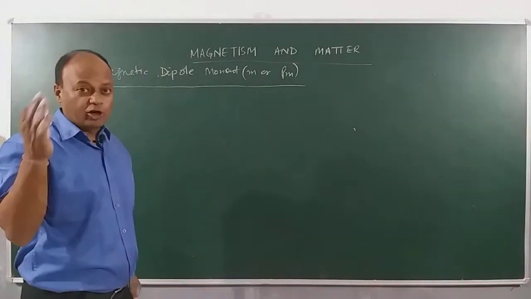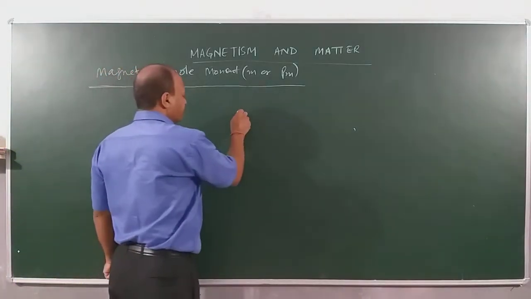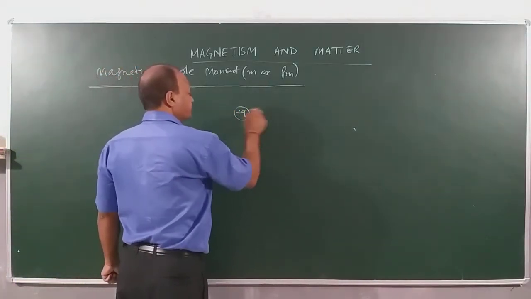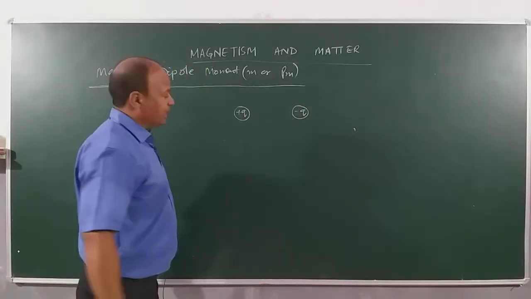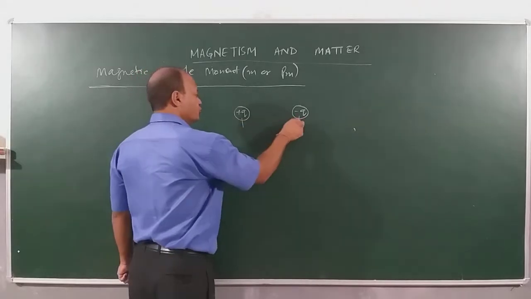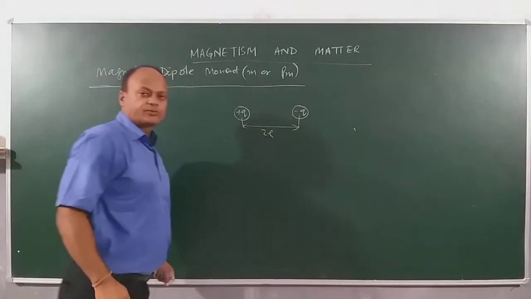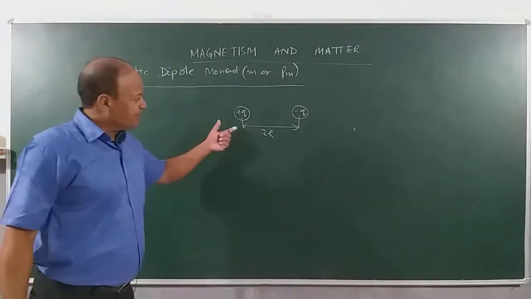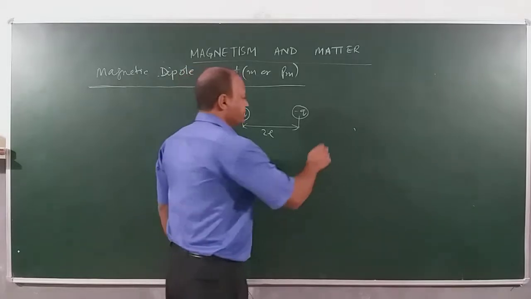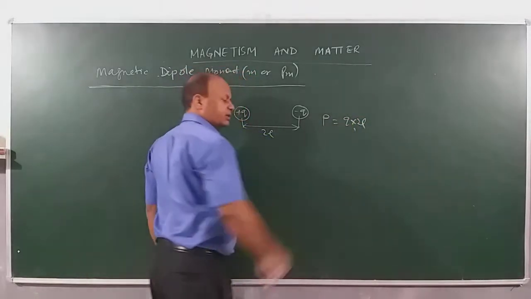Let us understand the analogy, meaning how it compares to the electric dipole. In the case of an electric dipole, we had plus Q charge and minus Q charge, if you remember, and we had taken the distance between the two charges as 2L, right? Now the electric dipole moment of this system was P equal to Q into 2L, right?